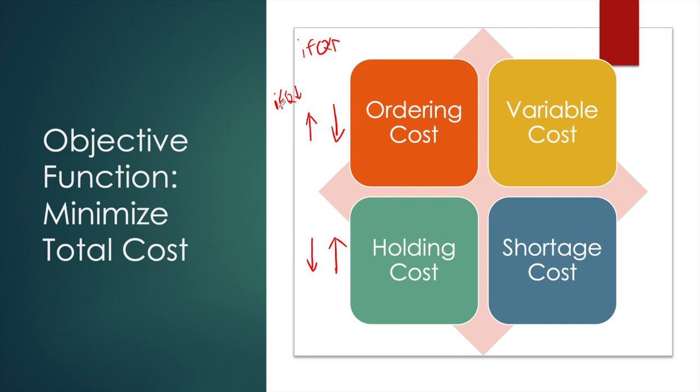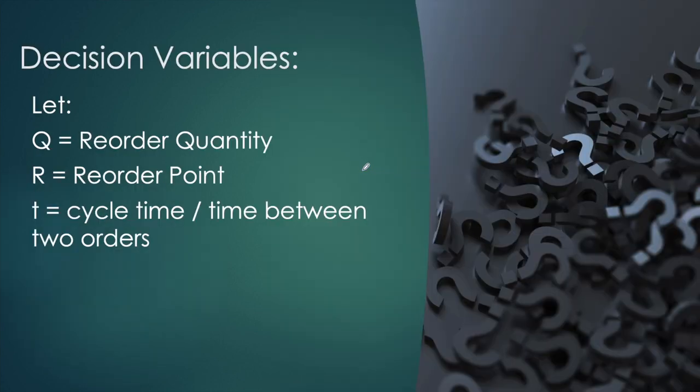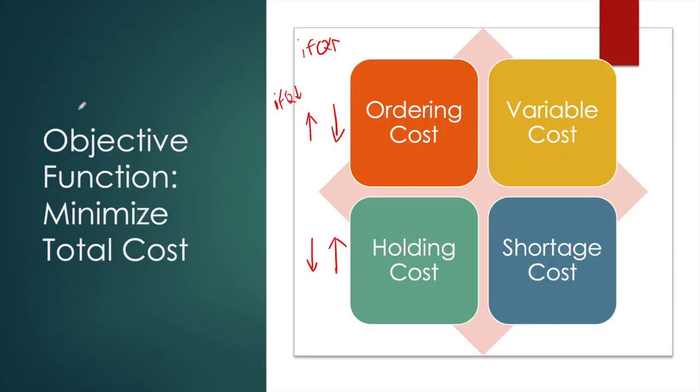If your reorder quantity is very low, then you have to keep on ordering very often. And that is why your ordering cost is high. However, because you are ordering just a few, your holding cost is low. And as you can see, you have two cost components that behave differently, in fact, inversely. And that is why we need to look for the optimal reorder quantity. And that is why our objective function is to minimize the total cost.